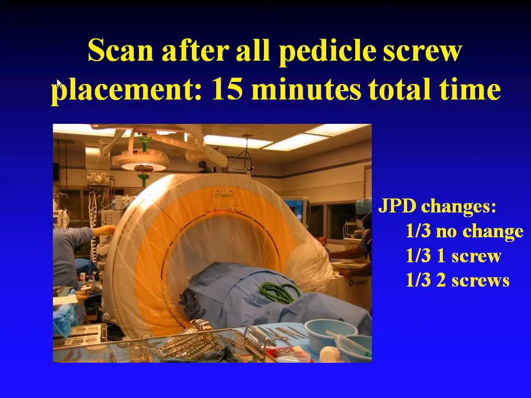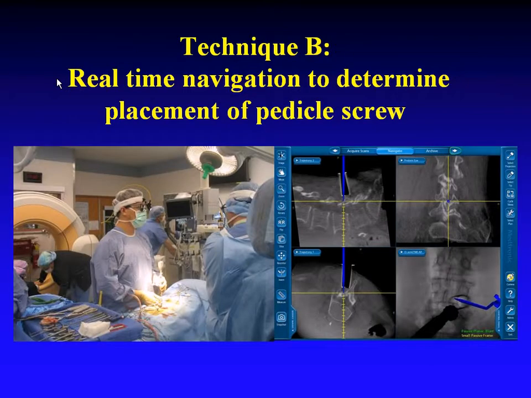In my hands, I place all the screws freehand with the fluoroscopy unit in the lateral plane, and then once all of the screws are in, I bring the O-arm in, and usually with one or two spins, I can assess all of those screws. It takes about 15 minutes. In my hands, a third of the cases, I change no screws. A third, I'll change one screw, and in the remaining third of cases, I'll change two or more screws.